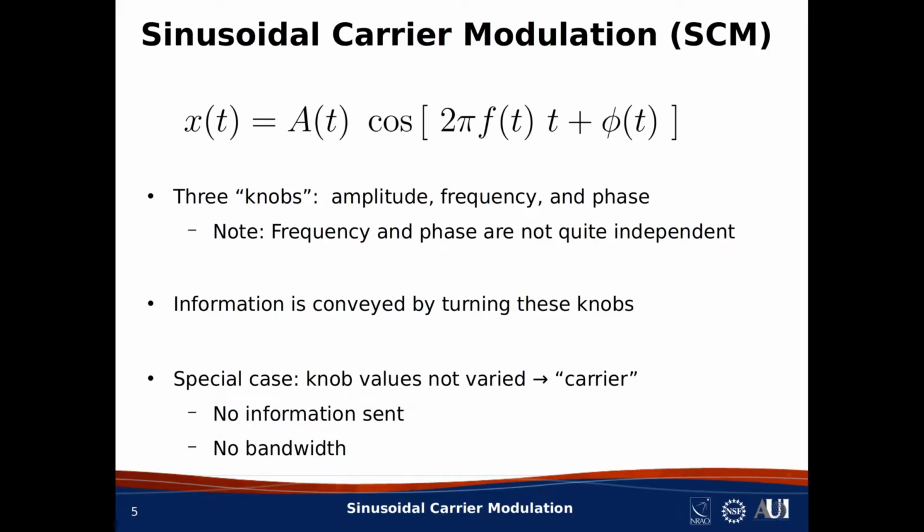In fact, one finds that the bandwidth, that is, this amount of spectrum occupied by the signal, increases in proportion to the rate at which you turn the knobs. In other words, bandwidth is proportional to the rate of information.